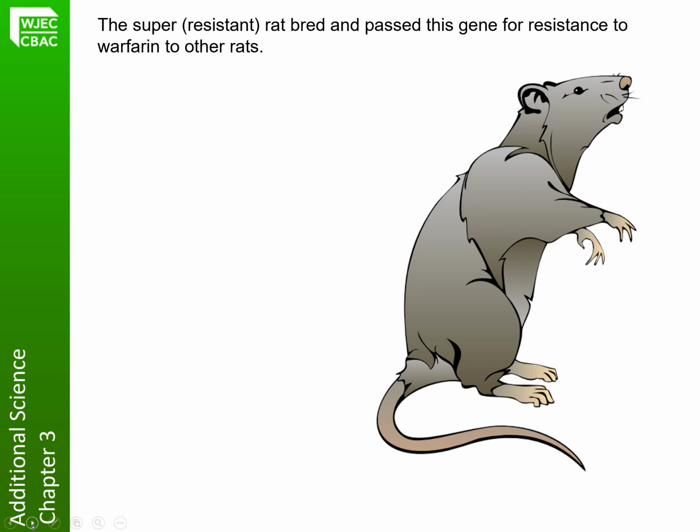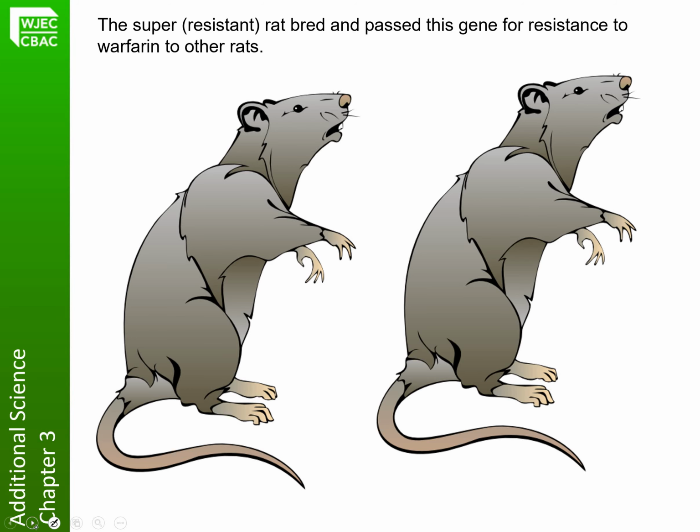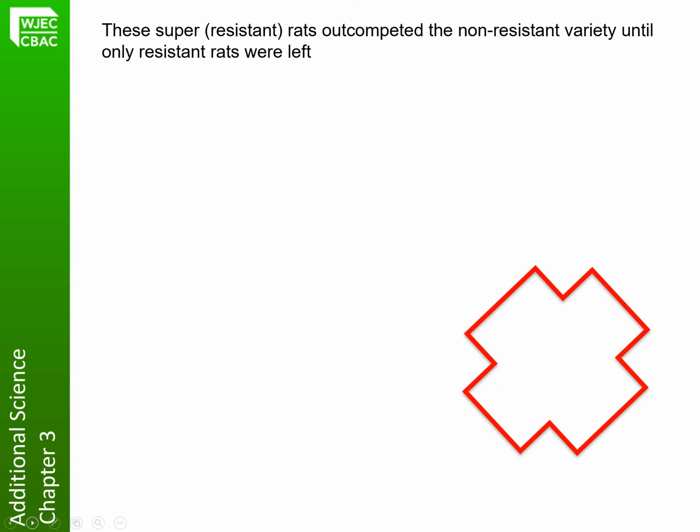The super or resistant rat bred and passed this gene for resistance to warfarin to other rats. And we know that rats and mice and rodents often have multiple babies in their litter, little mice and little rats, okay? And they reproduce very, very quickly. They have a very fast gestation period, so they can increase in their number very quickly. Not as quickly as bacteria, but fairly quickly.